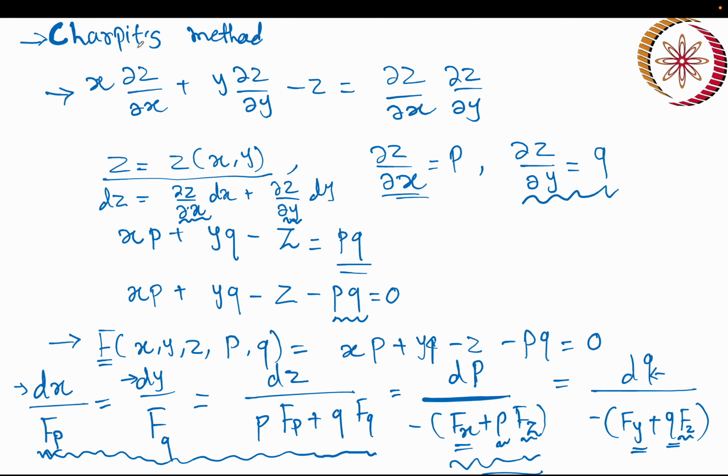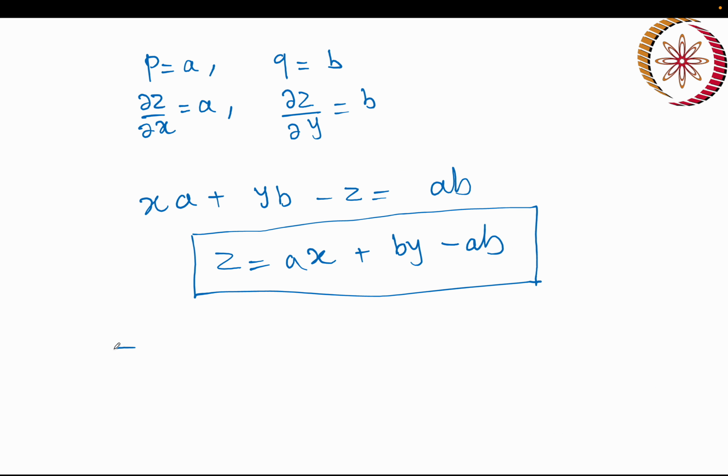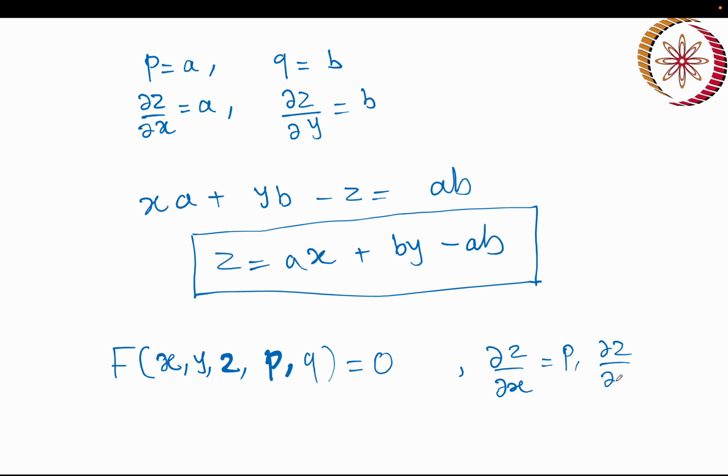Okay, so Charpit's method is a general method to solve partial differential equations. Let's say we have f of x, y, z, p, q equal to 0. This is the general form of the partial differential equation, where dou z by dou x is equal to p, and dou z by dou y is equal to q. So we can use Charpit's method to solve it.